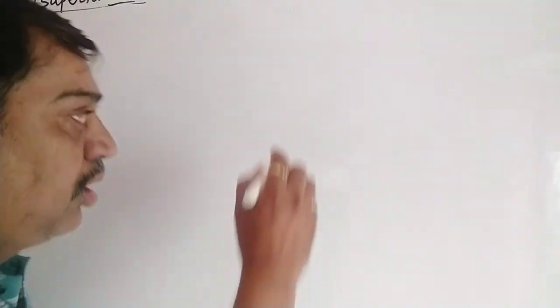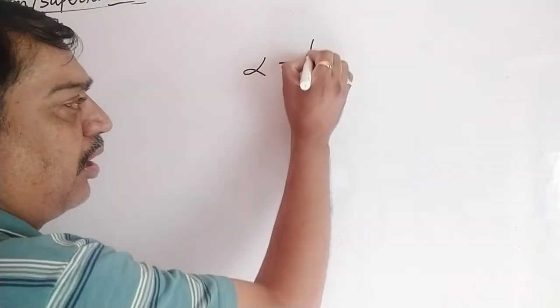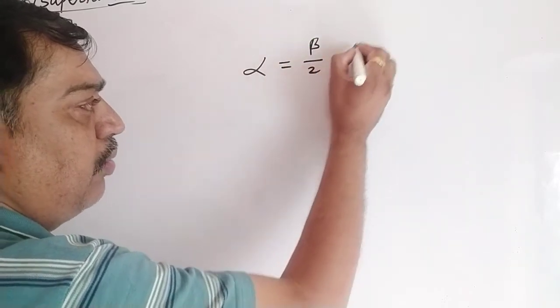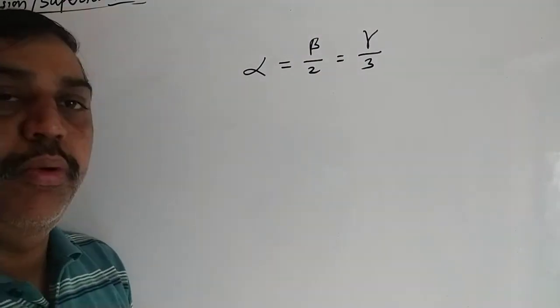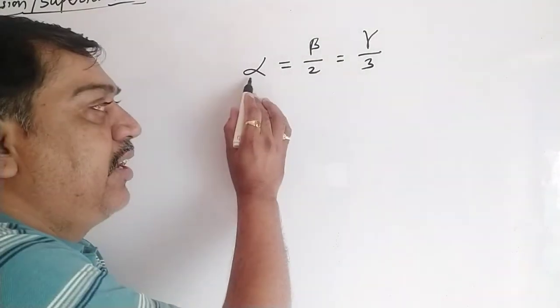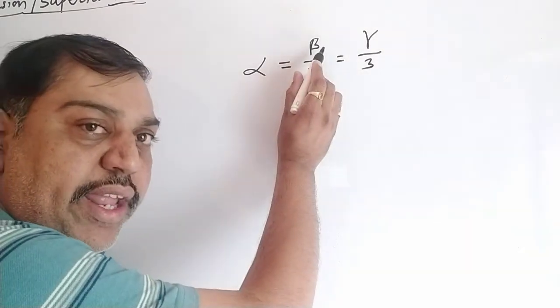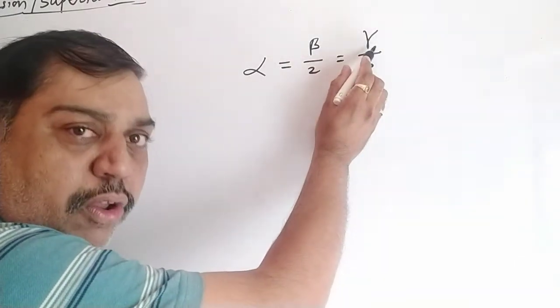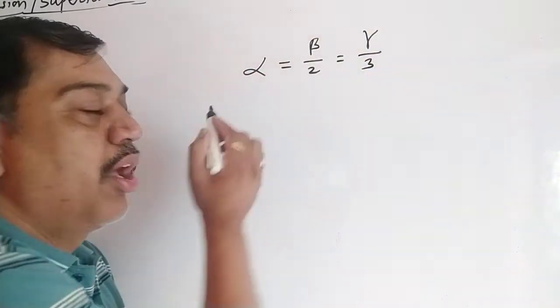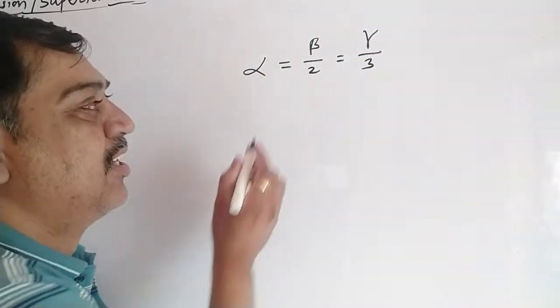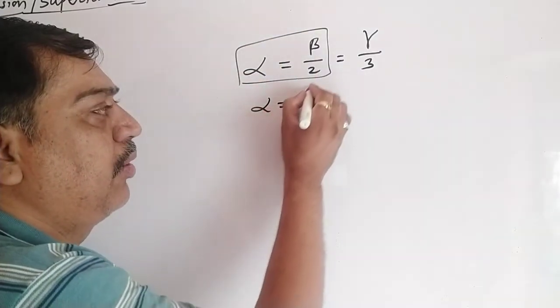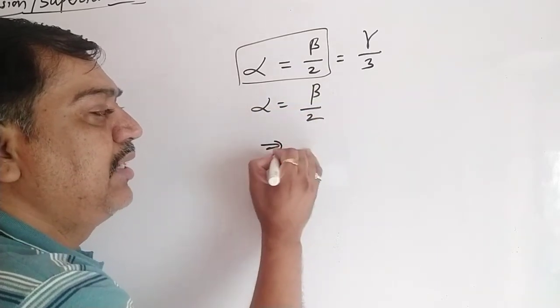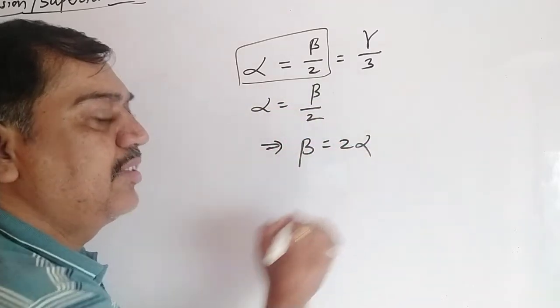You have to remember the equation directly. So what is the equation? Alpha equal to beta divided by 2 equal to gamma divided by 3. Alpha is the linear coefficient of expansion, beta is the areal coefficient of expansion, gamma is the volume coefficient of expansion. So this formula gives the relation between all these three parameters. Suppose I want to find the relation between alpha and beta only. We can write alpha equal to beta divided by 2, which implies that beta equal to twice alpha.